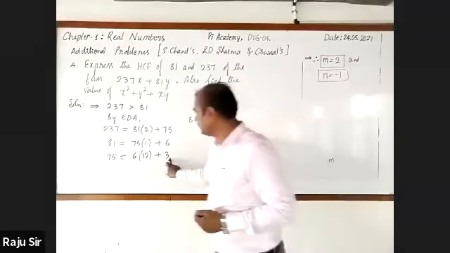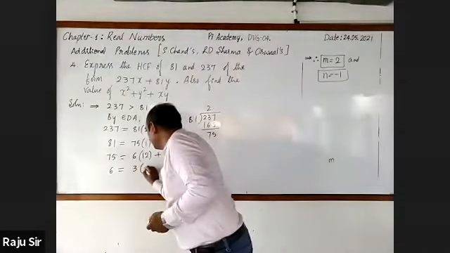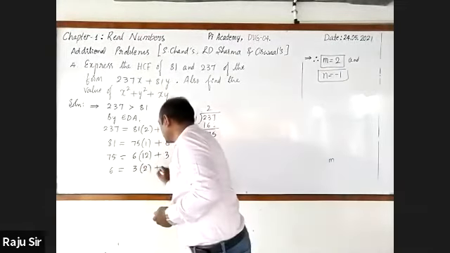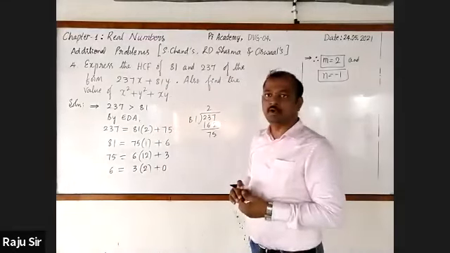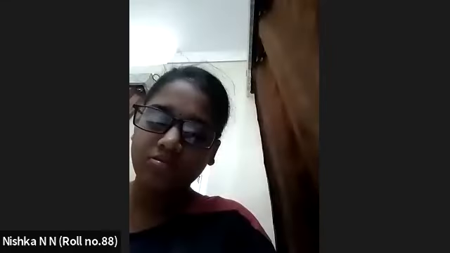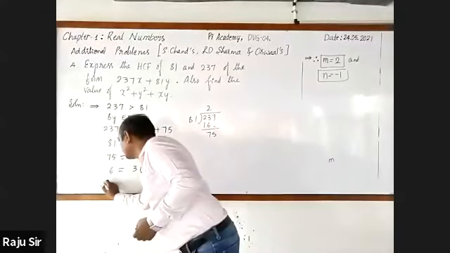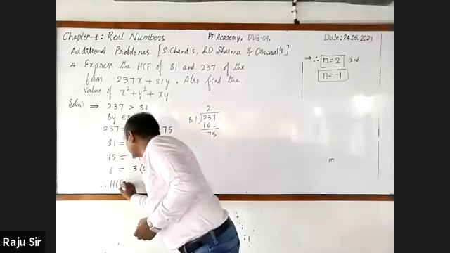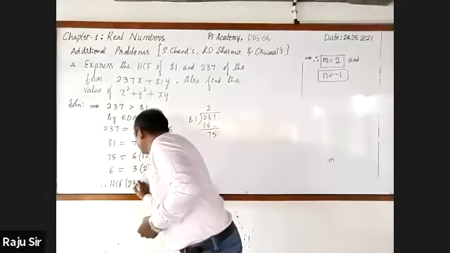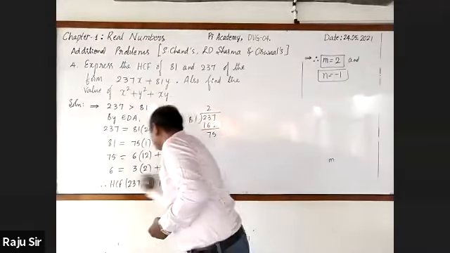Next. Again, the remainder is not equal to 0. Let us express 6 as 3 twos plus remainder will be 0. Then what is the HCF? 3, sir. HCF is 3. This is the divisor. Conclusion: therefore, the HCF of 237 and 81 is 3.